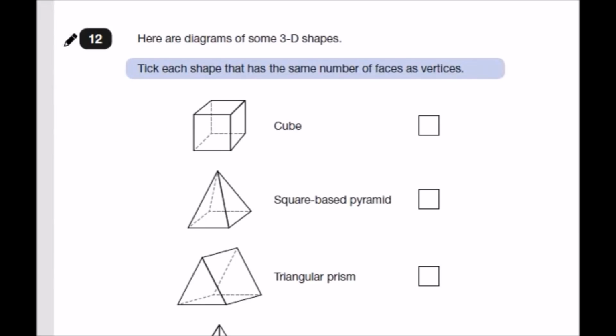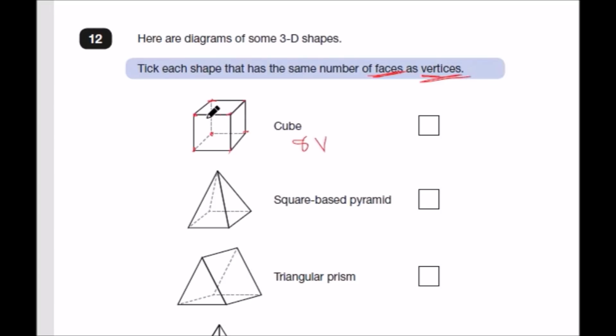Okay, number 12. Here are diagrams of some 3D shapes. Tick each shape that has the same number of faces and vertices. So keywords here. For those of you who don't remember, a vertex, or plural vertices, are literally the corners of a shape. So 1 here, 2, 3, 4. A cube has 4 on the top and of course 4 at the bottom. This gives us a total of 8 vertices.